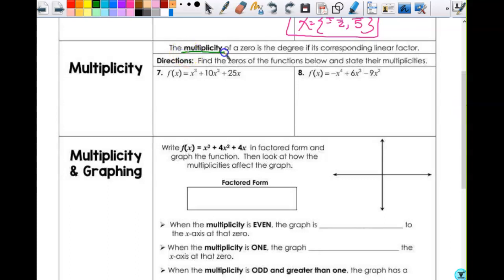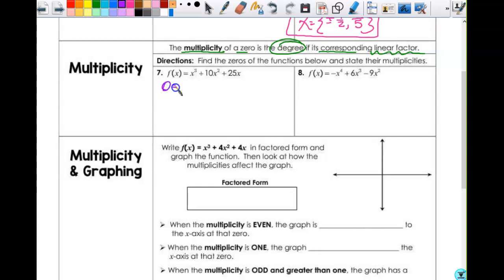The multiplicity, okay? So new number, right? But multiplicity, if you have multiples of something, you have more than one. So the multiplicity of a 0 is the degree of its corresponding linear factor. Okay, so we looked at that when we were sketching the graphs, right? So it says find the zeros of the functions below and state their multiplicities. So we're doing the same thing, we just have to state their multiplicities now. Okay, so let's factor number 7.